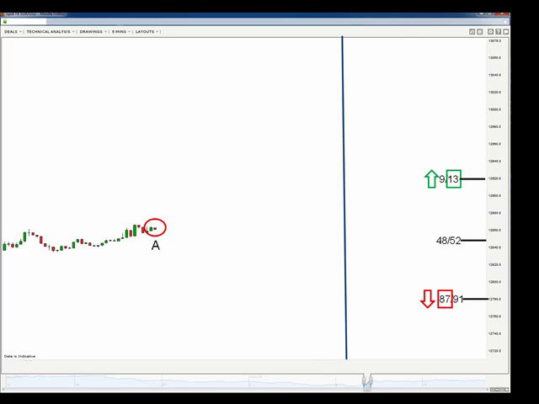Our worst case scenario on each side of this is 13 points. The binary that we buy at 13, worst case scenario, settles at 0. The binary that we sell at 87, worst case scenario is 100. So let's take a look.